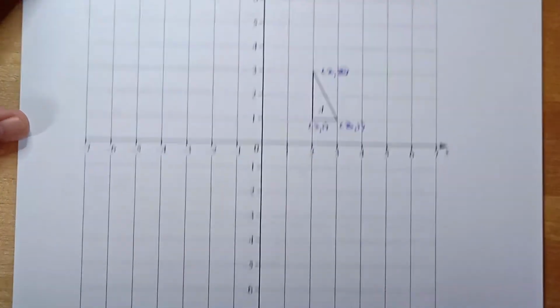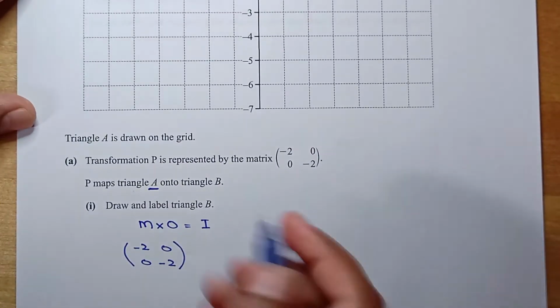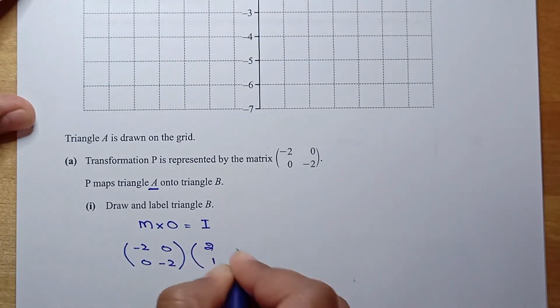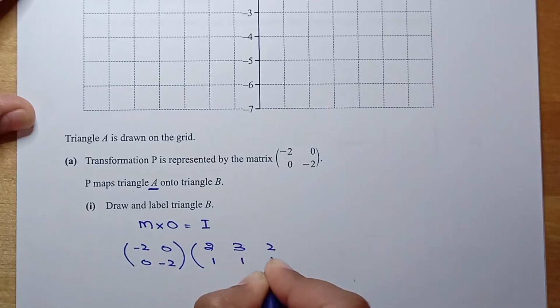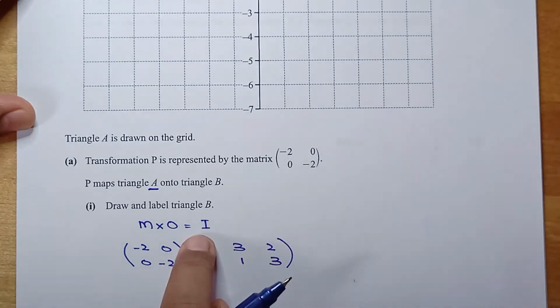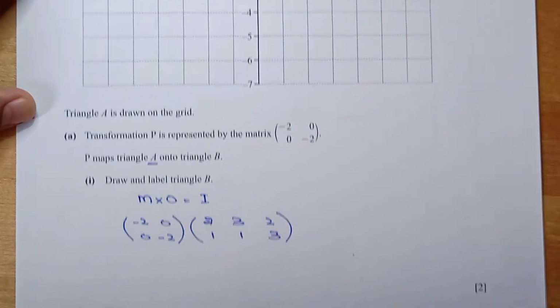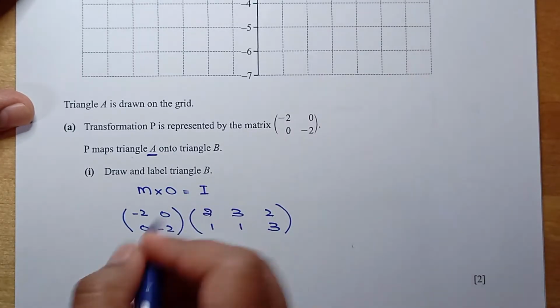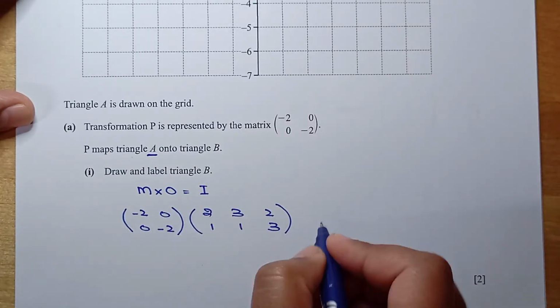2, 1, 3, 1 and 2, 3. Okay. So 2, 1, 3, 1 and 2, 3. And we will get the image, that is the triangle B is the image. Okay, so let me multiply them. Rows are going to multiply with the columns.